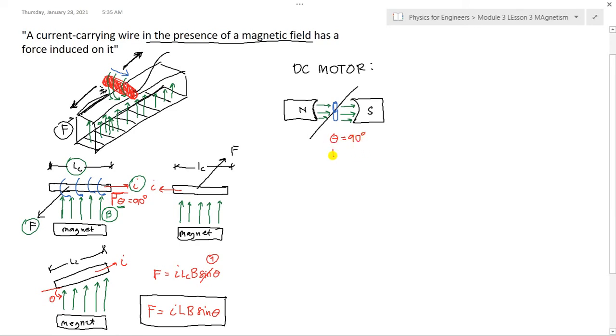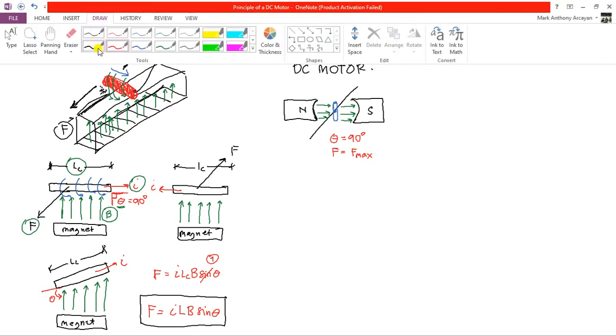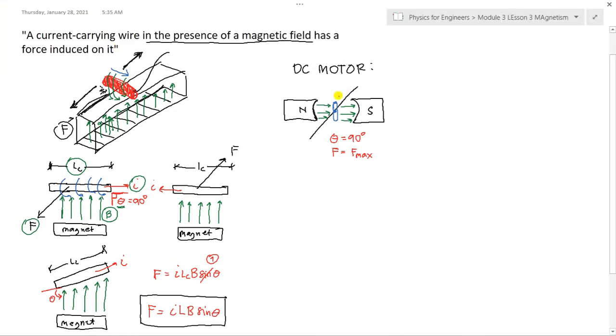What happens? We have a minimum force or maximum force? Okay, maximum force. So, therefore, we have here F max. Now, what happens if we have maximum force? Mo-move ni siya, di ba? Mo-move ang conductor. Kaning blue, mo-move ni siya.